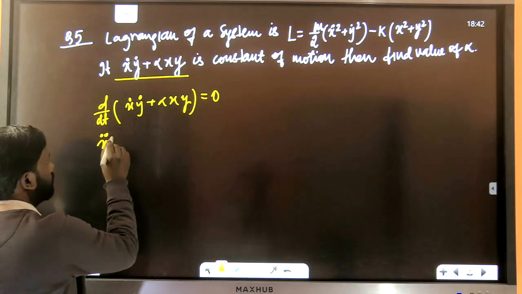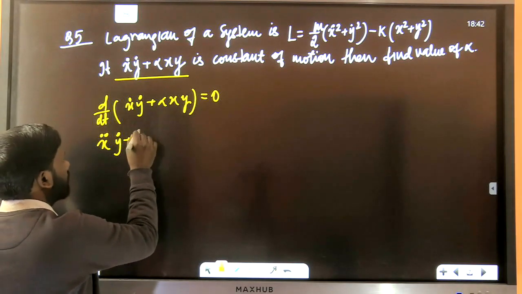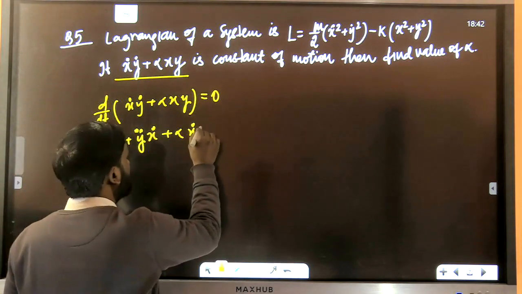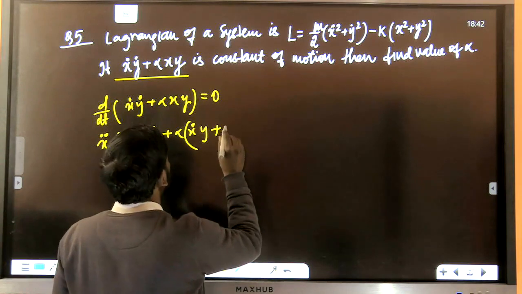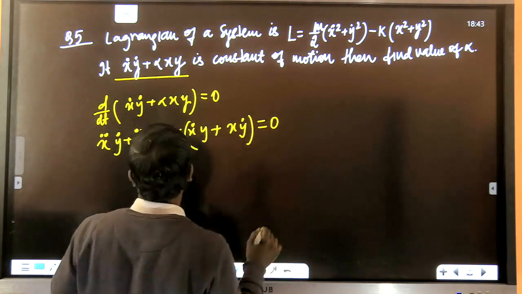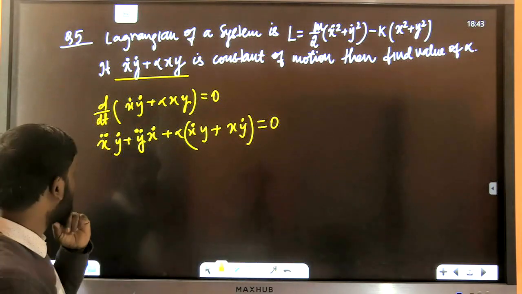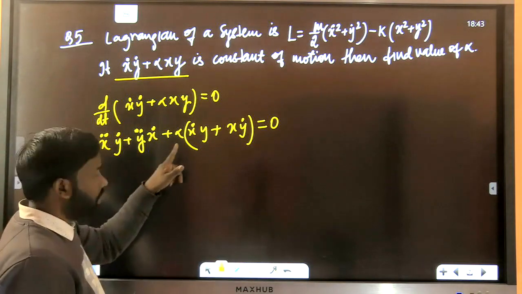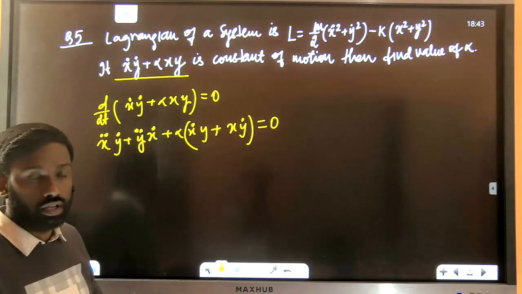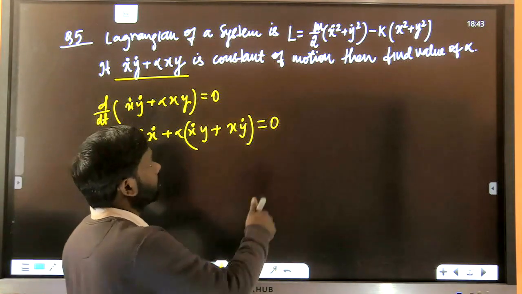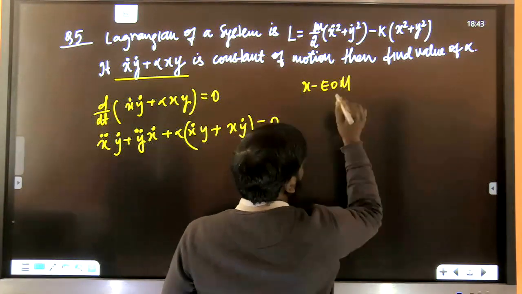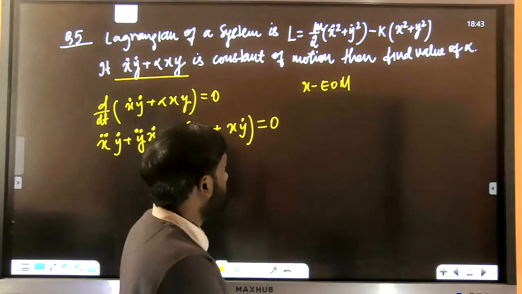It gives you x double dot y dot plus y dot and y double dot and x dot, plus alpha x dot and y plus x y dot, that is equal to 0. So we have differentiated with respect to time. Now, to get the value of alpha, we need to put the values of x dot, x double dot, y dot, y double dot, etc. For that, we need the equation of motion. So we'll write the x equation of motion. You'll have to write the equation of motion for the x coordinate.